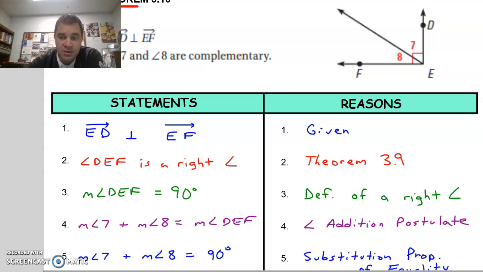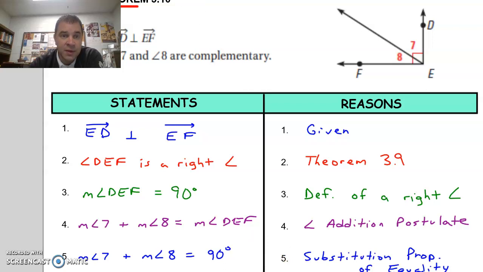And now we're going to substitute in. Using the substitution property of equality, here's angle 7, angle 7, angle 8, angle 8. Angle DEF turned into 90 degrees. We just substitute 90 degrees in because we know angle DEF is a right angle. We said that up here, so it's 90 degrees.